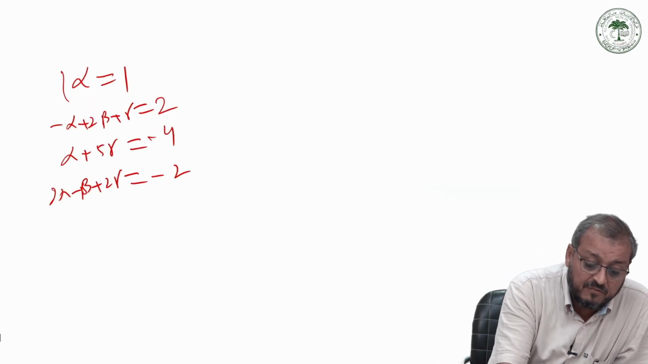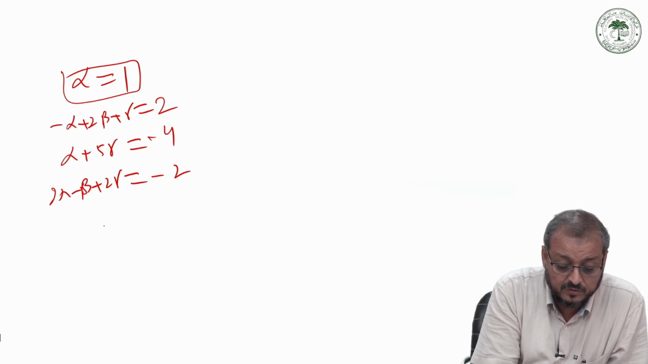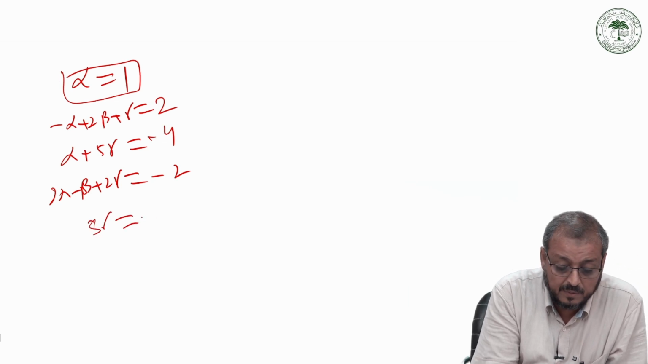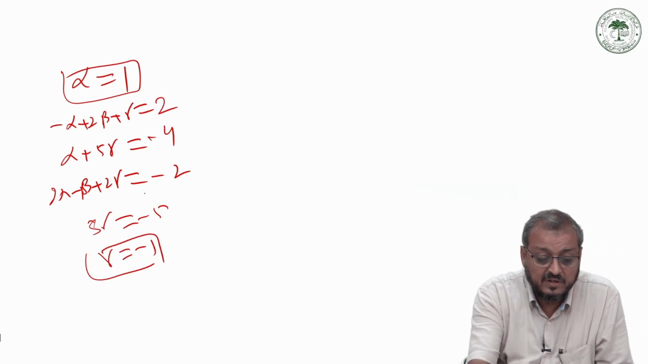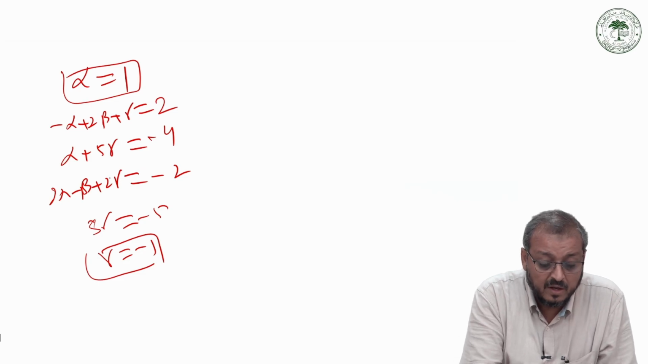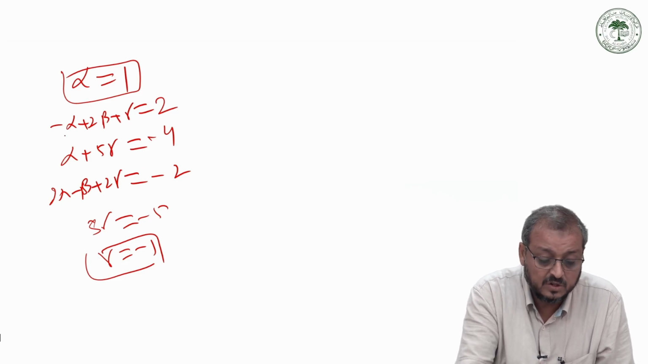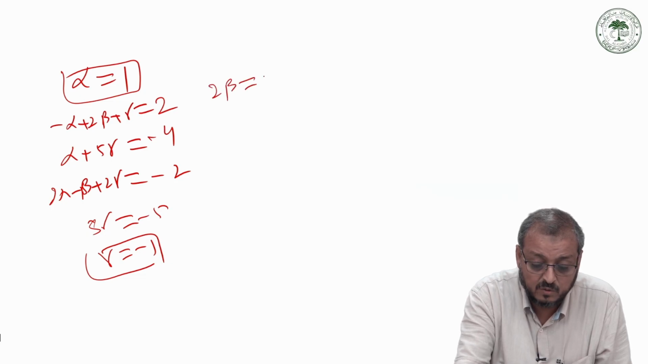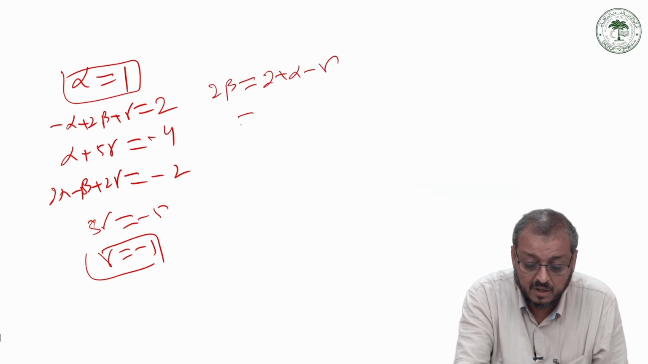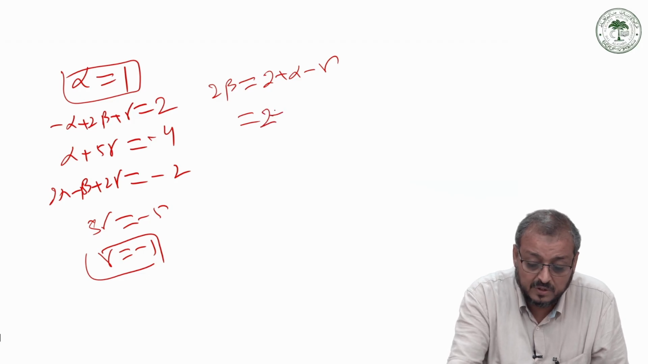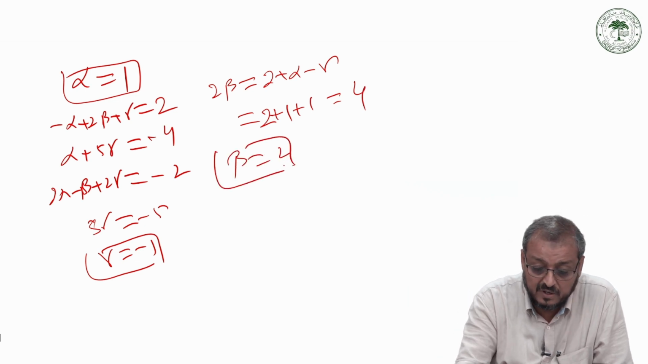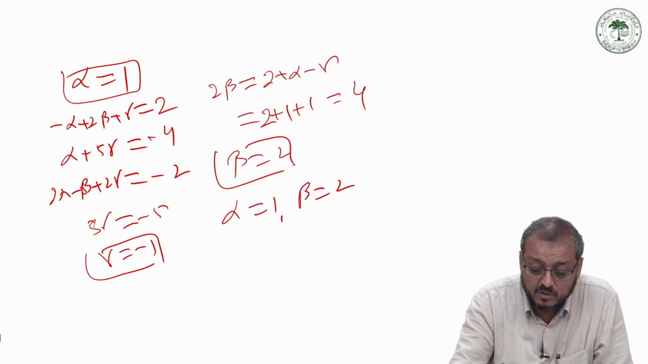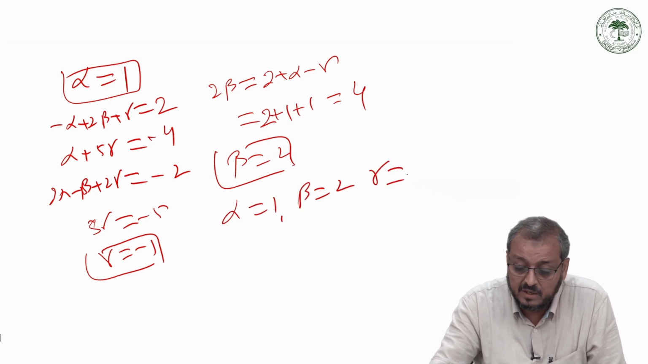So we have alpha equal to 1. If alpha is 1, then 5 gamma is equal to minus 5, so gamma is equal to minus 1. Then with alpha equal to 1 and gamma equal to minus 1, 2 beta is equal to 2 plus alpha minus gamma, which is 2 plus 1 plus 1, equal to 4. So beta is equal to 2. So we have found the values: alpha is equal to 1, beta is equal to 2, and gamma is equal to minus 1.